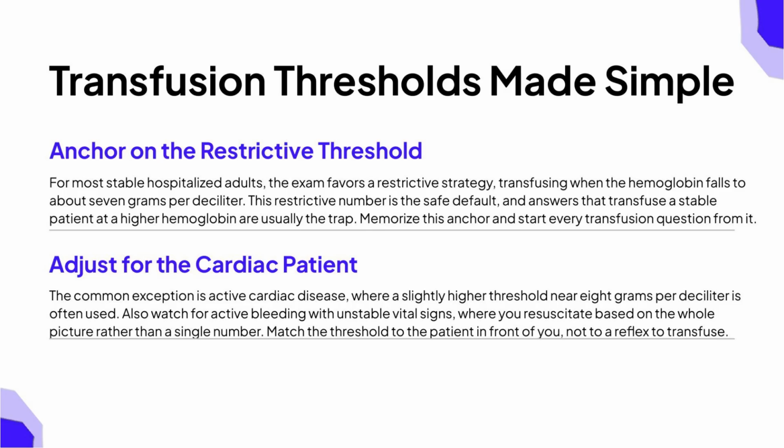The common exception is active cardiac disease, where a slightly higher threshold near 8 grams per deciliter is often used. And always watch for active bleeding with unstable vital signs, where you resuscitate based on the whole picture rather than a single value. For the precise cutoffs, confirm the details in your review resource and your question bank explanations.